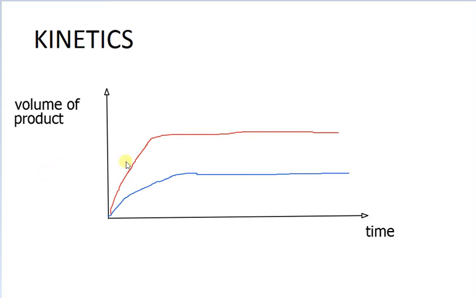So in this case, the steeper the gradient of the graph, the faster the reaction rate. But then you can see that both graphs plateau out. This is due to the fact that all the reactant has reacted and no more product can be formed.